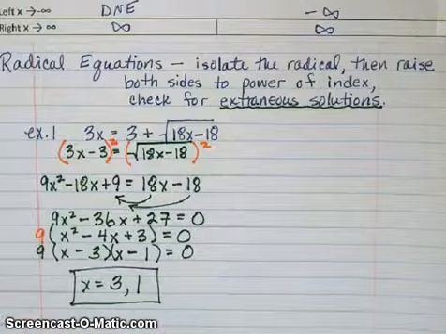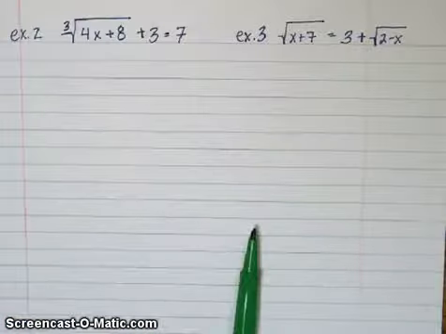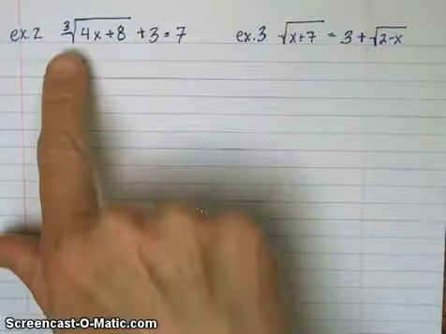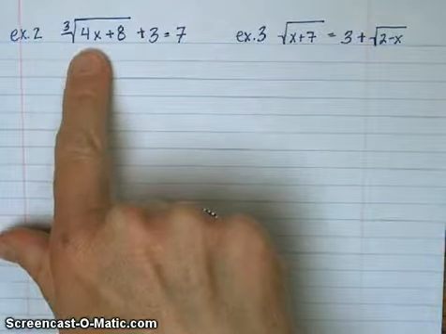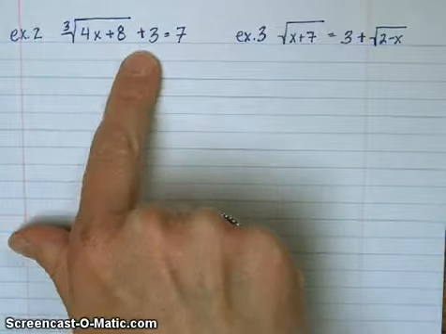All right, let's try another example. Example 2 says the cube root of 4x plus 8, plus 3, equals 7.